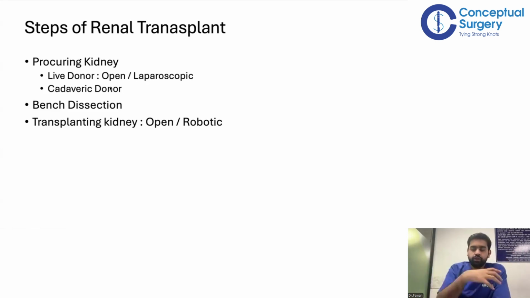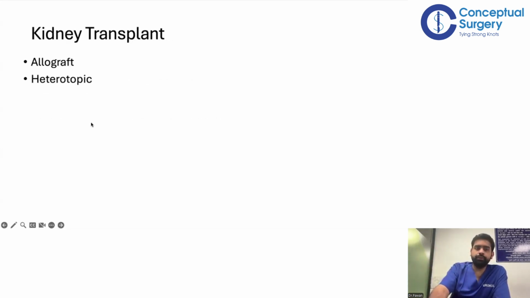Then, once you have done the bench dissection, it's time to put this kidney into the recipient. We can either perform an open transplant or a robotic transplant. Robotic transplant is done at very few places; in India, it is done at around 4-5 places. Our discussion will be restricted to the open kidney transplant. So these are the basic steps of the kidney transplant. I'll talk about them in detail.